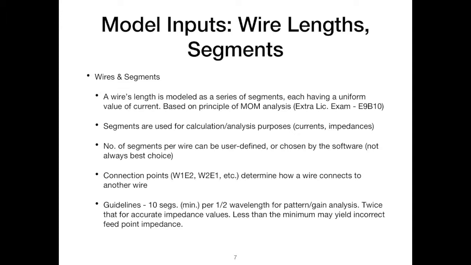Some of the guidelines: the software tools suggest a minimum of 10 segments per half wavelength for pattern and gain analysis, and to get more accurate or more granular analysis, you can increase that. Some have suggested you can double that value to get more accurate impedance values. If you go below the minimum, you may not get very good results on the analysis.